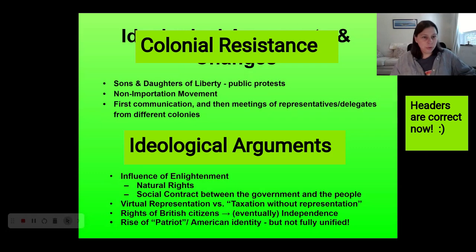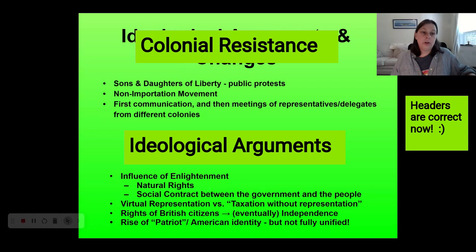Down at the bottom, again, swapping the headings, we have ideological arguments, sort of changes in the rhetoric, if you're taking AP Lang, about the way that colonists are talking about themselves and about the British. Lots of this comes from the Enlightenment, right? So these are ideas that have been seeded for decades at this point. In particular, we see a lot of discussion from colonists about what they feel are their natural rights as human beings, and also what they feel are their rights as British citizens.